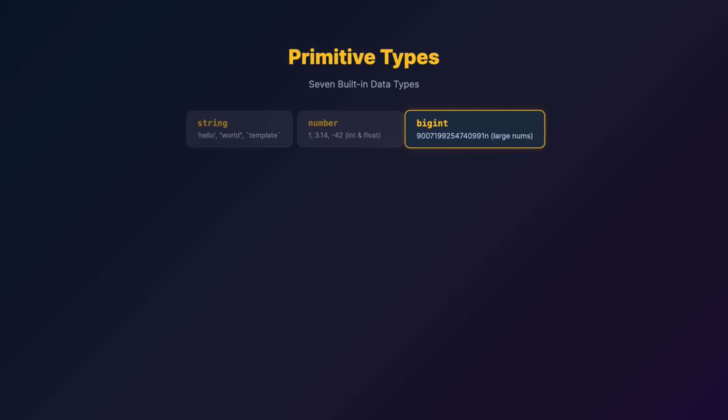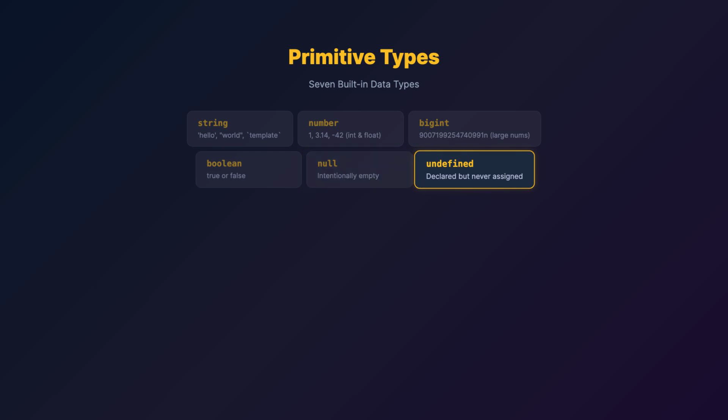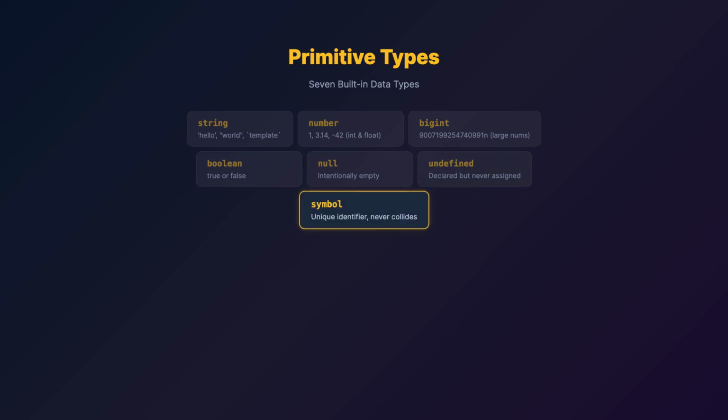BigInt handles numbers larger than number can safely represent. Add the letter n to the end of a number literal to make it a BigInt. Boolean is true or false, that's it. Two values used for conditions, flags, and logic. Null means intentionally empty. You set it on purpose to say this has no value. Undefined means a variable was declared but never assigned a value. The difference matters. Null is deliberate. Undefined is accidental.